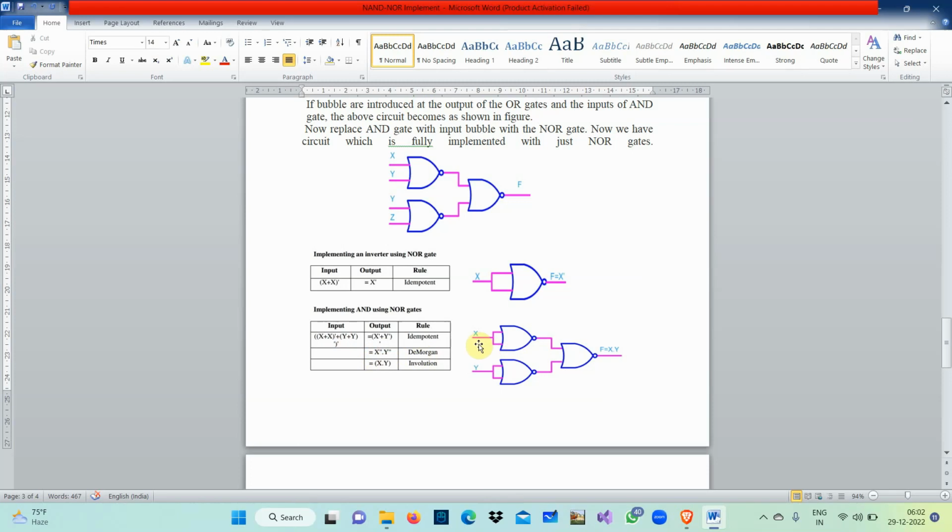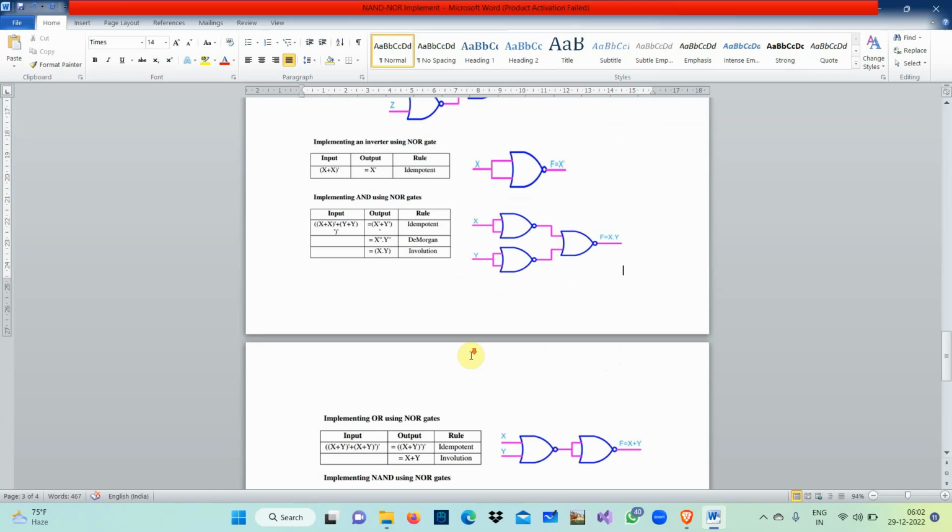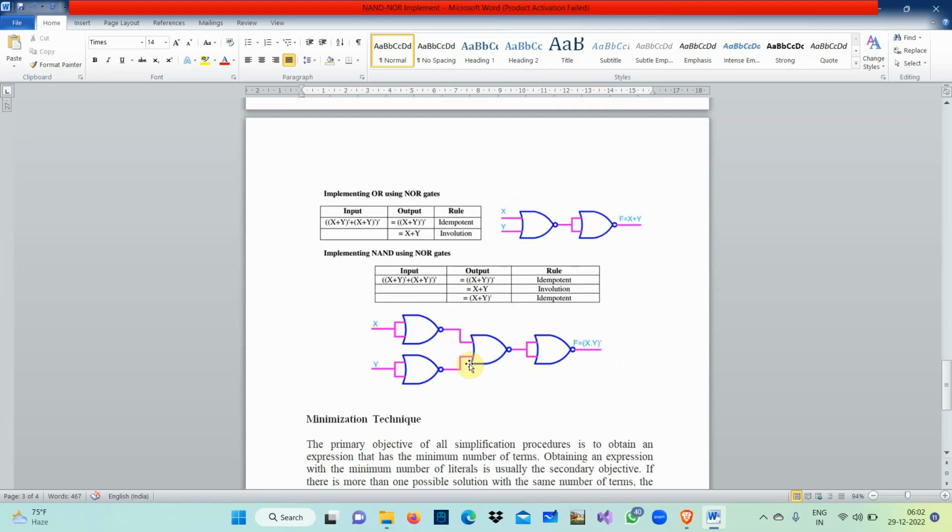You get it now? Initially I am giving the input x and y. Finally the output I am giving is x and y. That means the AND gate is implemented using the NOR gate.